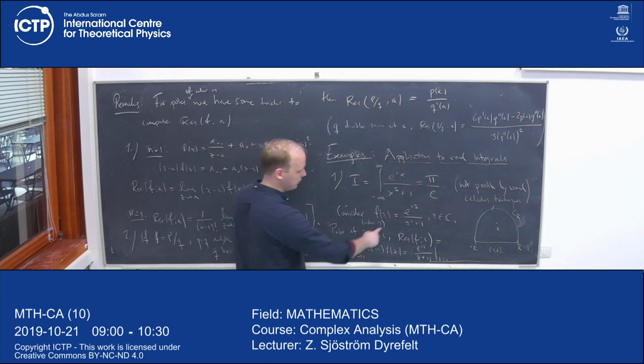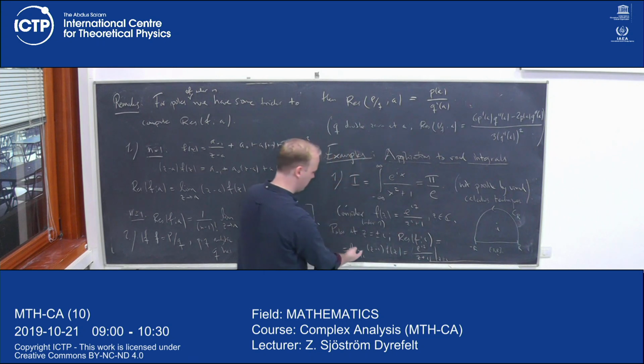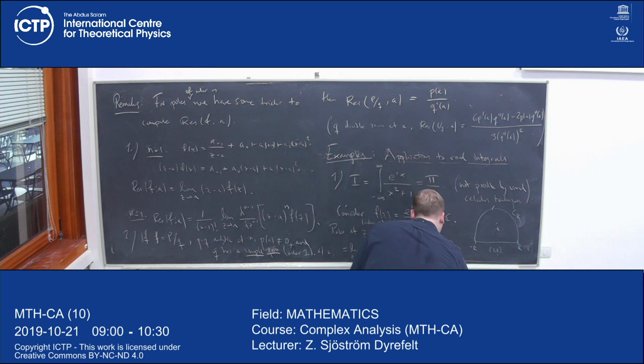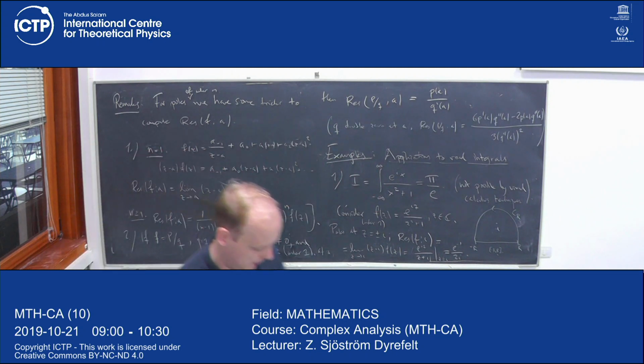Because of course what I had was this function, z minus i times z plus i. So when I multiply by z minus i, we cancel and we get this. And this is equal to e^(i·i), but i squared is minus 1, so e^(-1) over 2i. Okay? So you get that.